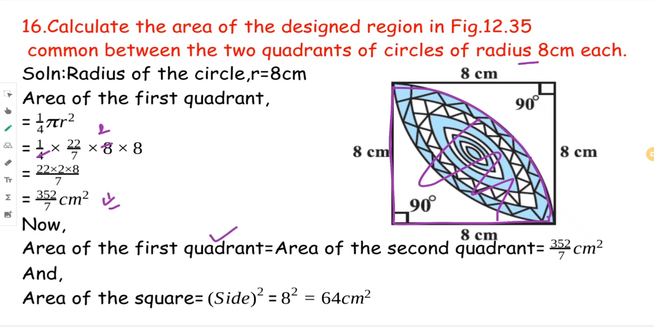So remember, like I said, the area of the first quadrant equals the area of the second quadrant, right? Now I know about the area. Let's try to find the area of the square. They've already given us the side to be equal to 8, so side squared, I'm going to get 64 centimeter square, right? So last step, I just have to subtract.